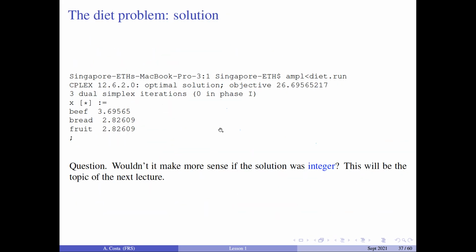Okay. Now, you may be wondering, okay, but these are units of beef, bread, and fruit. Maybe it makes more sense to have integer value. That is basically the topic of the next lecture, that is integer programming.